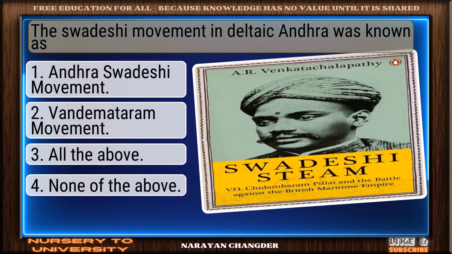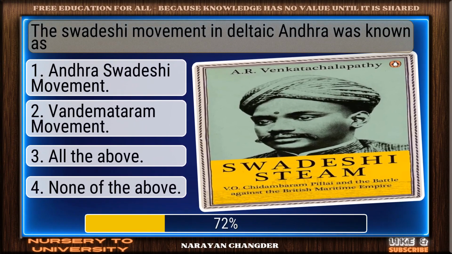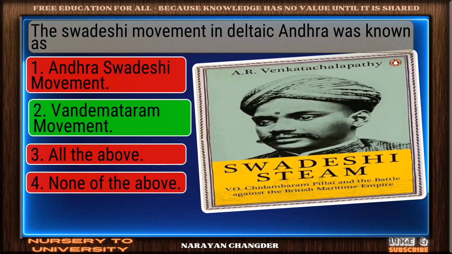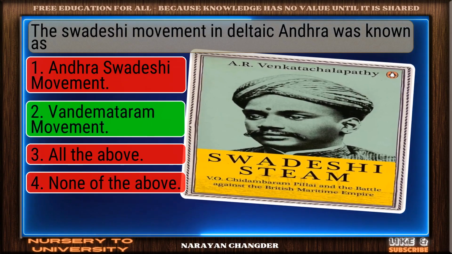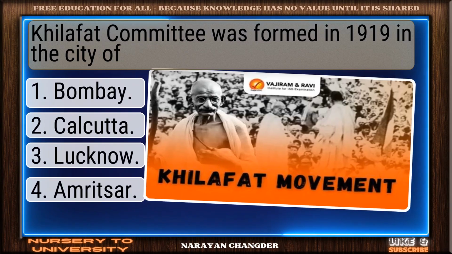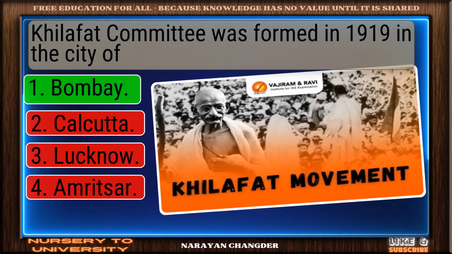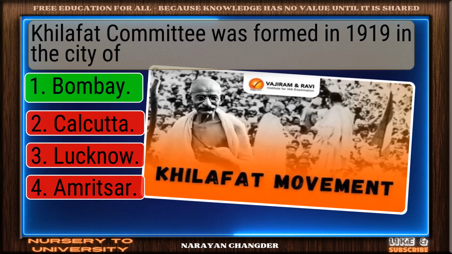The Swadeshi movement in Deltaic Andhra was known as... Nice selection. Vande Mataram movement is correct. The Khilafat Committee was formed in 1919 in the city of... Well reasoned. Bombay is correct.